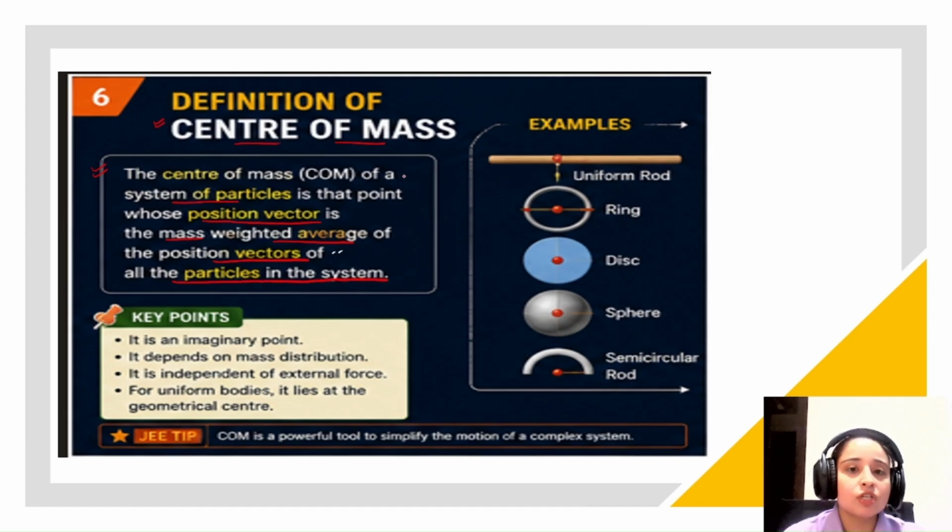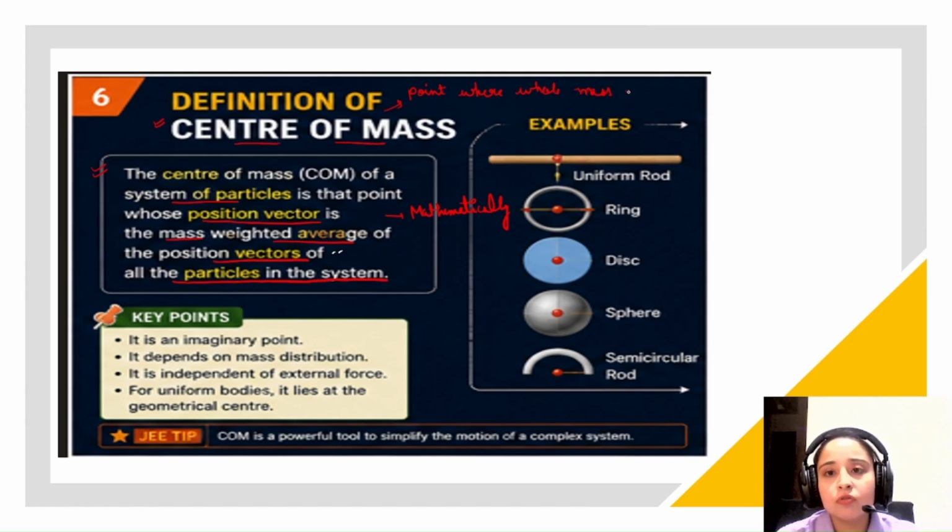We will understand this definition mathematically in the coming slide. Till now, you just understand what the center of mass is: the point where the whole mass of the body is supposed to be concentrated. So it is an imaginary point.